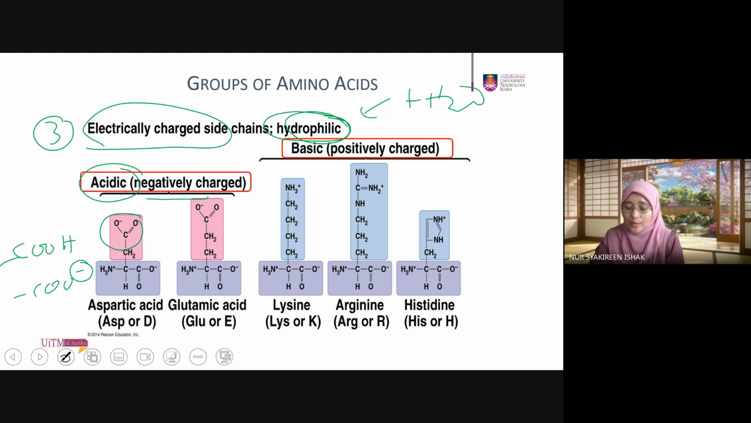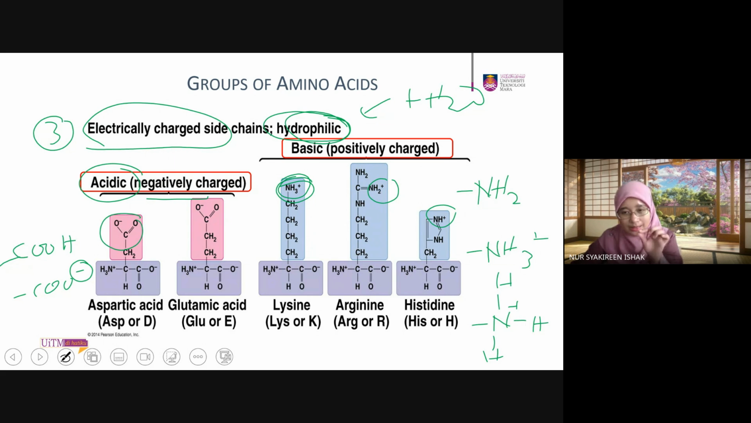As for the basic amino acid, if you look at the side chain, it has a positive charge due to the presence of an amino group. The amino group initially has the formula NH2. When it is ionized, it becomes NH3 plus. The plus sign is actually the charge on the nitrogen. So this is an electrically charged amino acid, causing the amino acid to be hydrophilic. It can be acidic, negatively charged, or basic, positively charged.